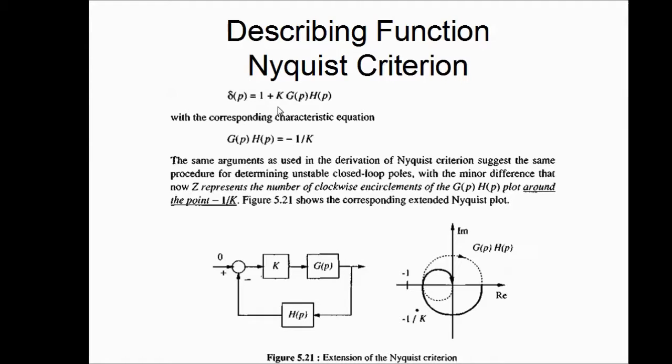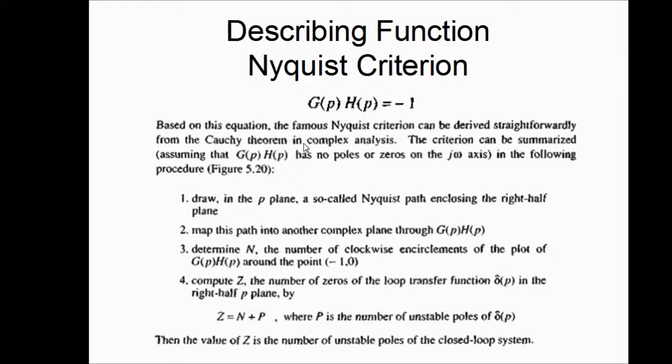Now, when a describing function is used, the loop transfer function will be 1 plus kGH. The characteristic equation will be GH equal to -1/k, unlike the previous characteristic equation where GH was -1. This is happening because of the describing function.